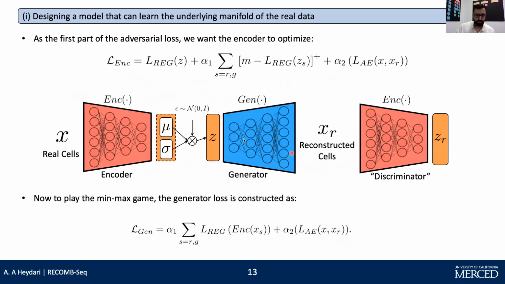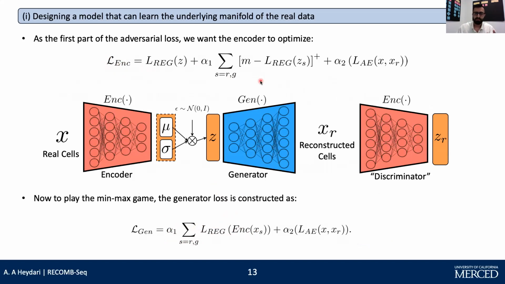And for the second part, so this was again the loss component for the encoder. For the second part, we're trying to minimize this regularization term of the generated samples. That's how the generator is trying to minimize it while the encoder is trying to maximize it. So that's where the adversarial training happens between these two.